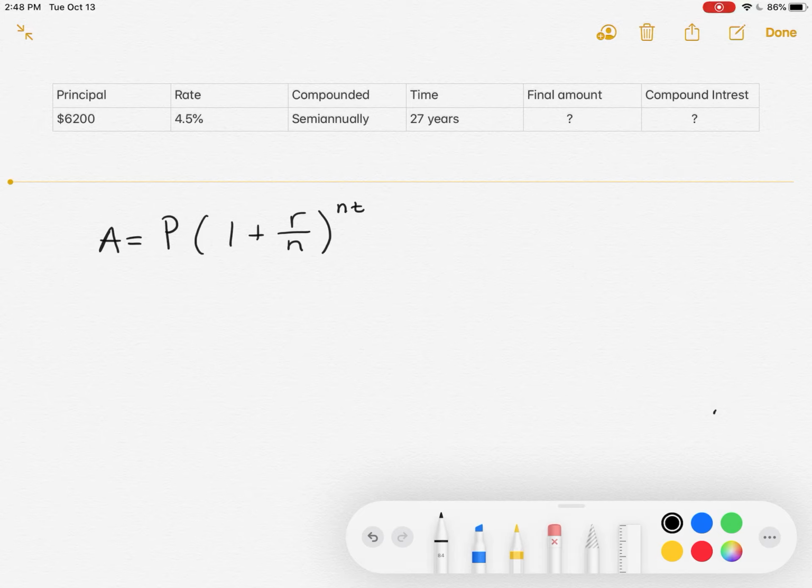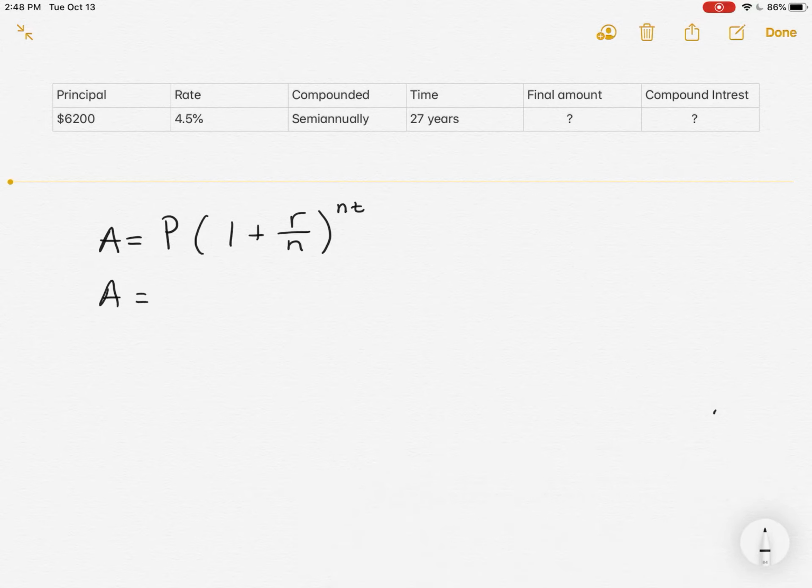What we want is the final amount, which is A. We must then have a principal, which they tell us is 6,200. 1 is a stagnant number, R is 0.045, right? Get that 0 in there. N would be the number of times it's compounded a year, 2 times a year if it's semi-annually. That N is involved again up here. And then the time is 27 over 12.